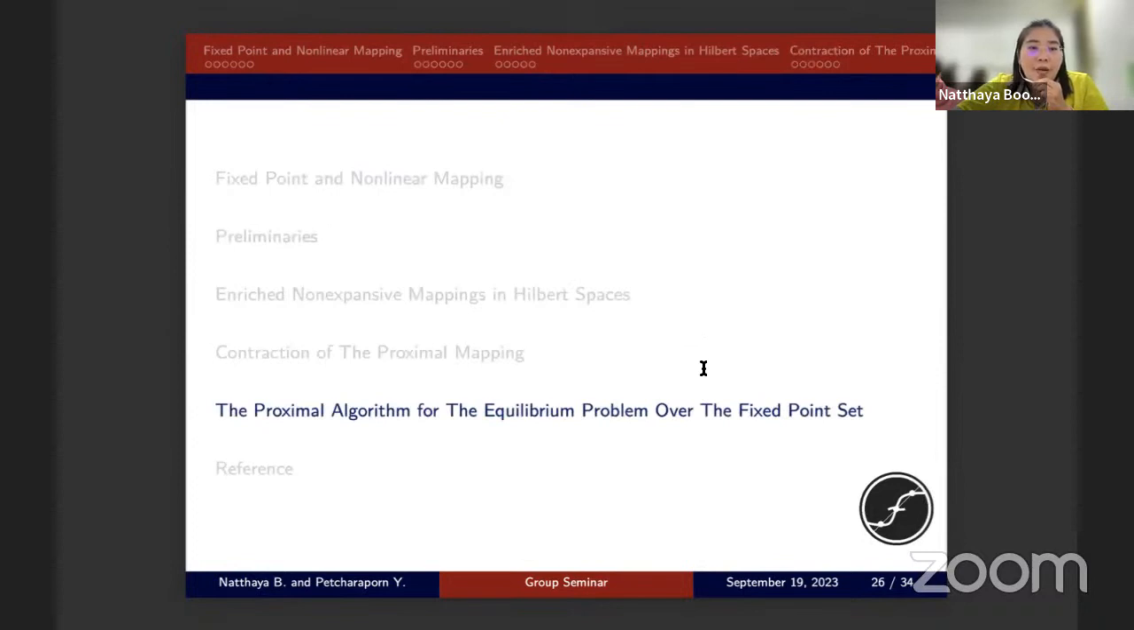And next, I talk about the proximal algorithm for the equilibrium problem over the fixed point set.